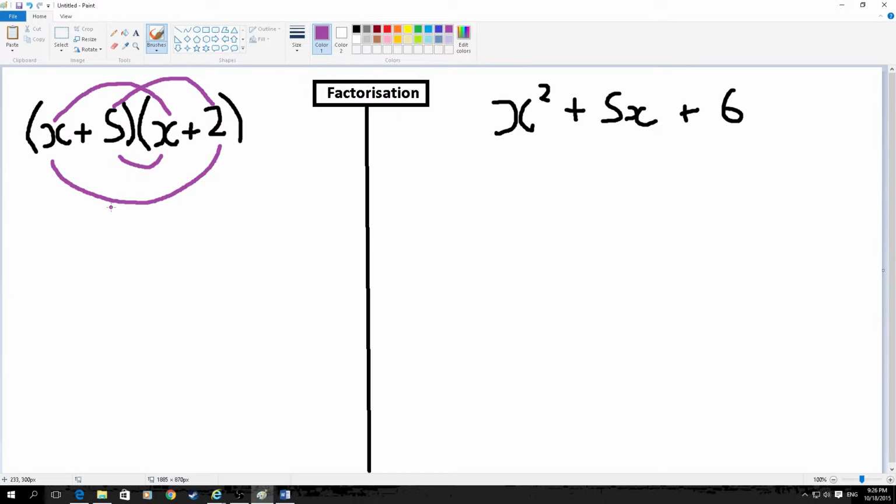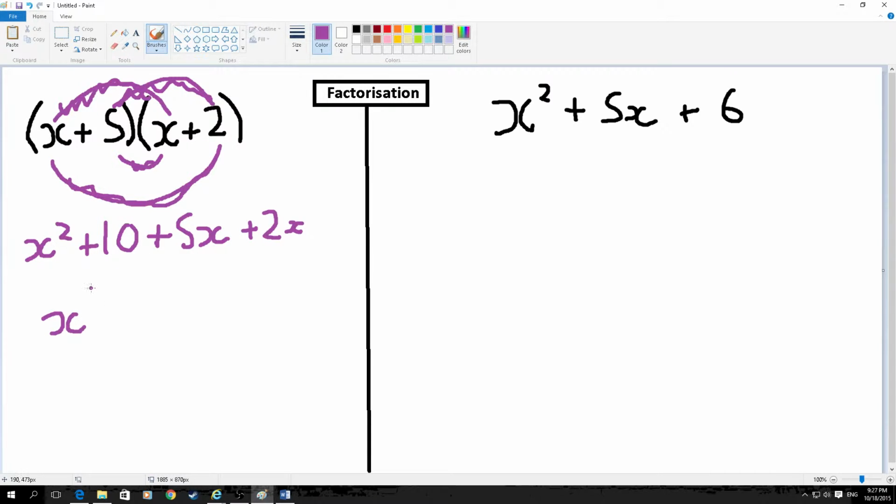So that's what we're supposed to times by. That makes x squared plus 10. That one there, and that one there. Then you get plus 5x plus 2x. You did this one and that one, and then you just simplify it to make it x squared plus 7x plus 10. That's done. That's when you just expand it and simplify it.